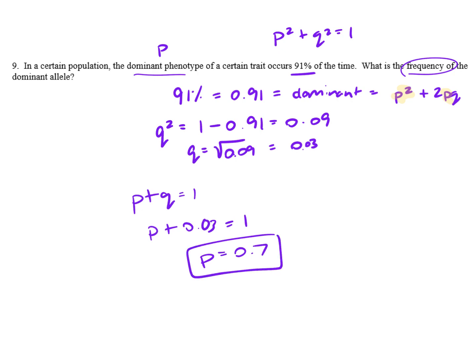So again, the reason why this is not 91% is because some of those dominant phenotypes are heterozygous. They're not homozygous. They're not all double dominant. Part of the 91% is heterozygous, which means there's a recessive allele in there. So to be able to tell how many are just straight dominant, you would have to do this math to figure out it's 0.7. So it's basically saying if 91% are showing the dominant trait, 0.7 or 70% have at least one dominant allele in them.